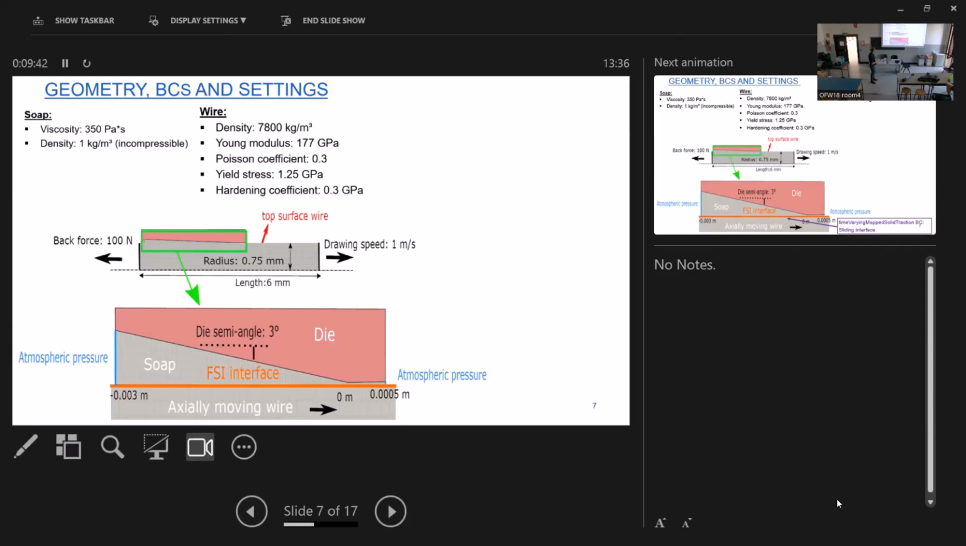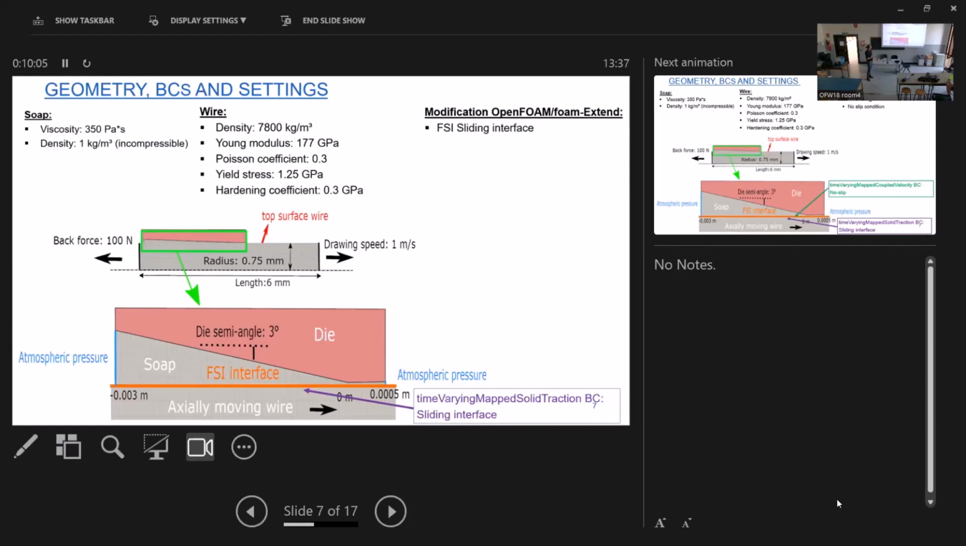With an inlet also and an outlet and atmospheric pressure. The die has a single angle of 3 degrees. And the orange line represents the FSI interface. And as you can see, the die is fixed in axial direction, while the wire is moving in axial direction. And that gives some challenges. So that's something we have to deal with.